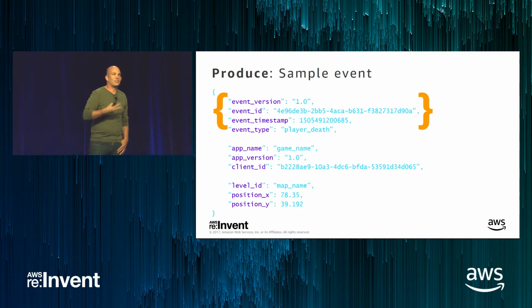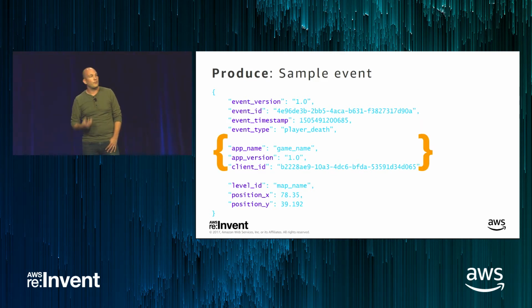Secondly, every single event we send has a unique identifier for that event, and that's going to become really handy later when we talk about deduplication. There's going to be an event timestamp. I've got it in Unix epoch milliseconds, but essentially it's the time at which the event happened, and then what the event was, the type, a player death in this case.